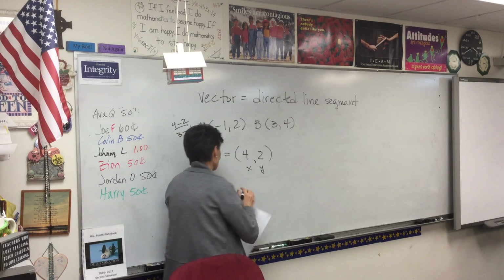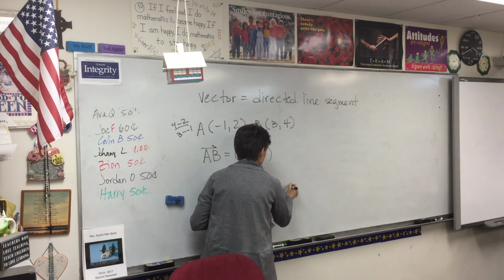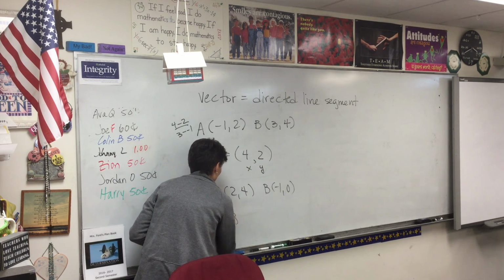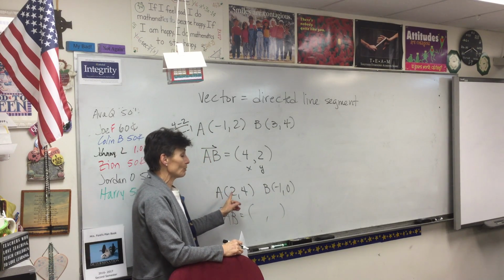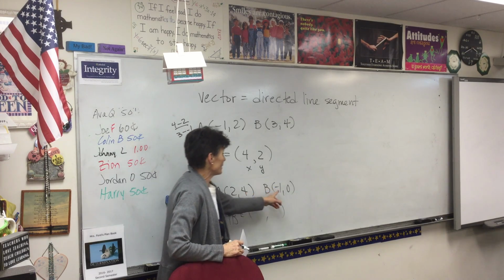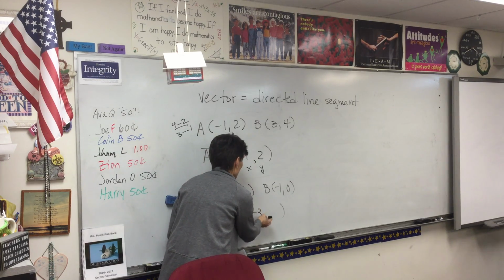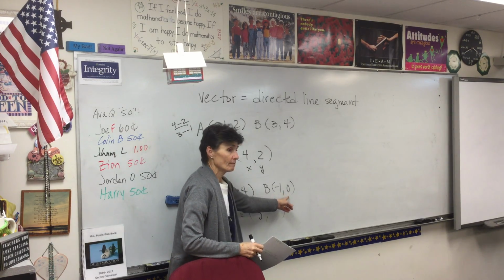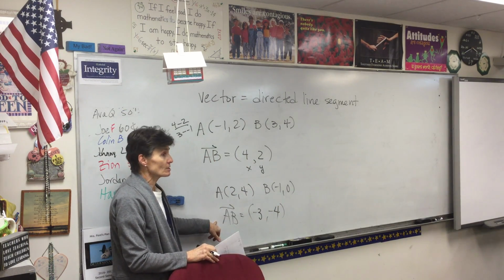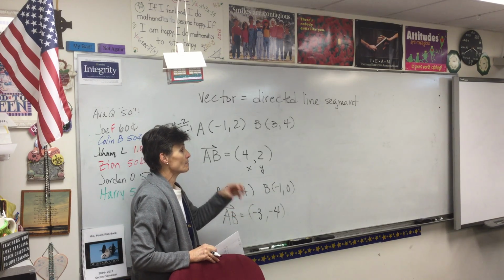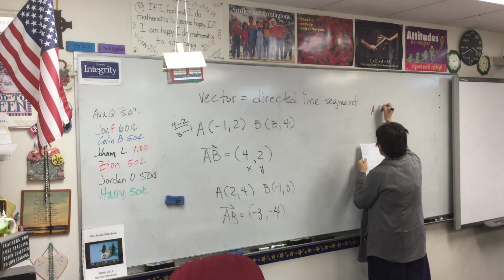All right, let's see if you can try the second one. The second one says we're going from 2, 4 to -1, 0. So think about how you're moving. What are you doing in the x direction? -3. What are you doing in the y direction? -4. Those are the coordinates of the vector. That's all there is to it. The vector simply describes the motion. Vectors are movements.